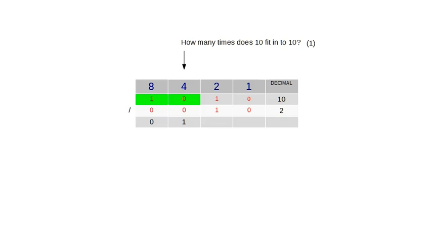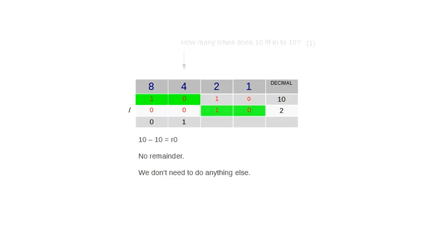But before we do that, we just need to check that we haven't got any remaining numbers left over. So what we do is we take our 10 that we've just divided with the number above, and we do 1, 0 minus 1, 0 equals 0. So no remainder, we don't need to do anything else, and we can move on with the rest of the sum.